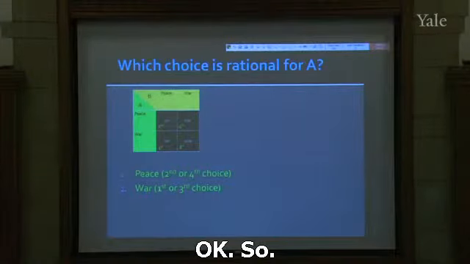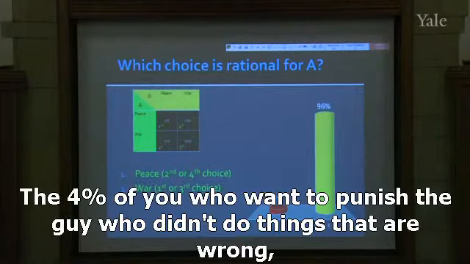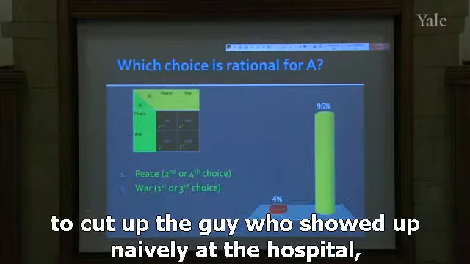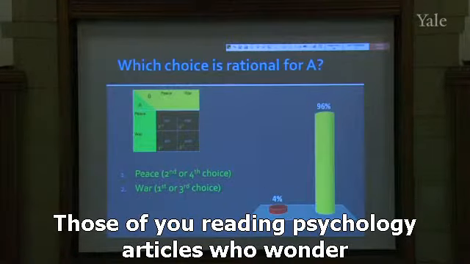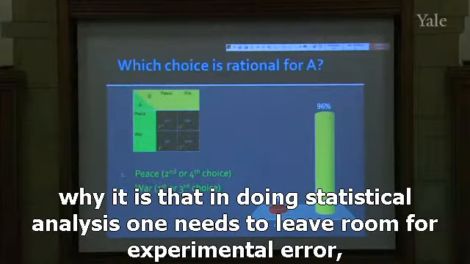Okay, so the 4% of you who want to punish the guy who didn't do things that are wrong, to cut up the guy who showed up naively at the hospital, and to choose the dominated choice in a prisoner's dilemma matrix are here with us always. Those of you reading psychology articles who wonder why it is that in doing statistical analysis one needs to leave room for experimental error can see over and over in our classroom environment why that is so.